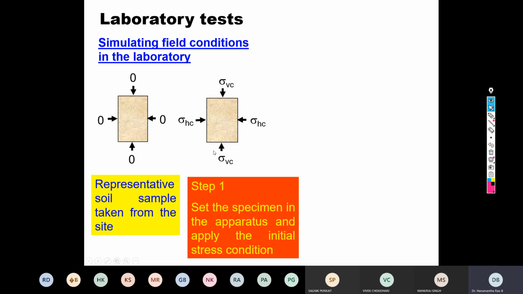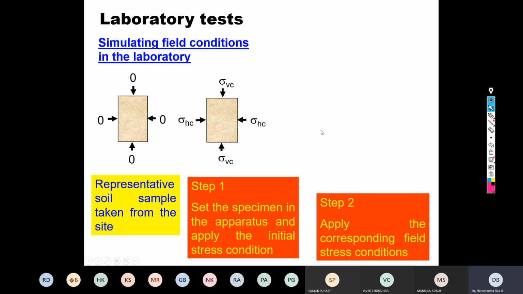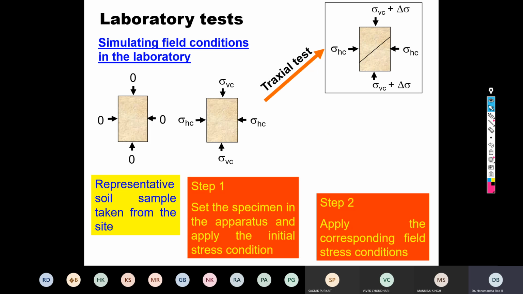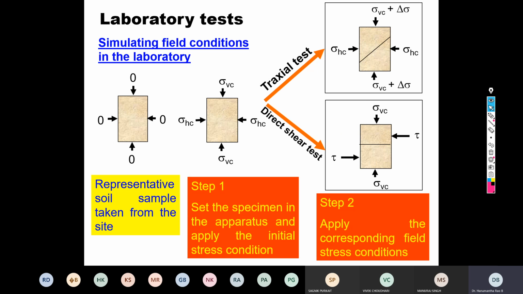So this application of sigma Vc and sigma Hc mimics that of the field condition. Once this initial stress is maintained, the field condition is replicated, then we further go ahead to shear the sample either by resorting to direct shear test or by conducting the triaxial test. If it is a direct shear test, then a shear stress is applied in the horizontal direction. As a result, your failure plane is predefined.